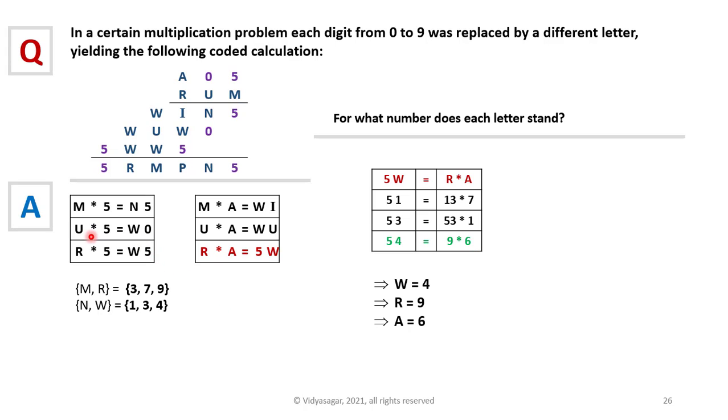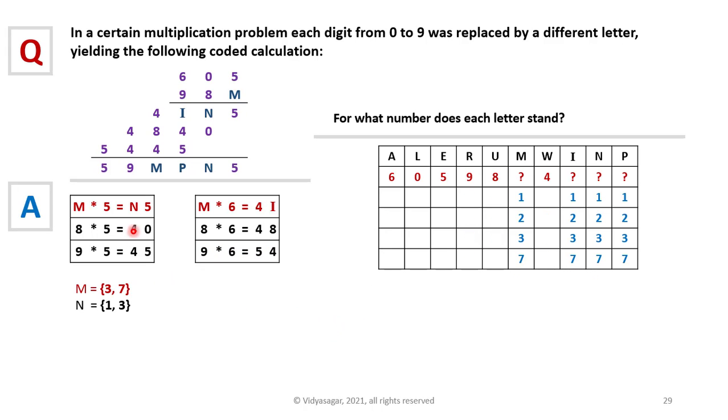Now let's take the equation U times 5 equal to W0. We know that W is 4. That means from this equation we get U is 8. Now we have determined the values of 4 letters. Let's substitute these in the problem.